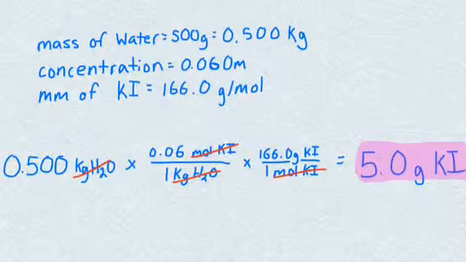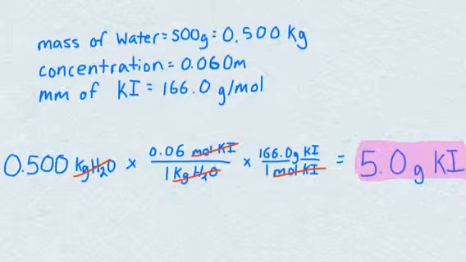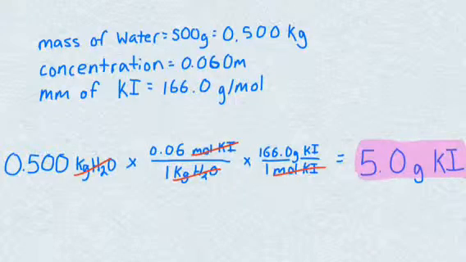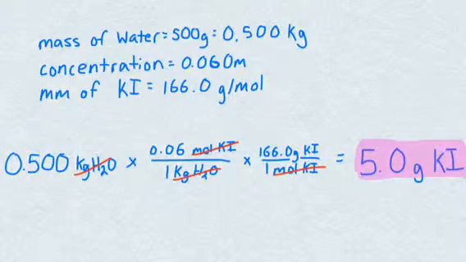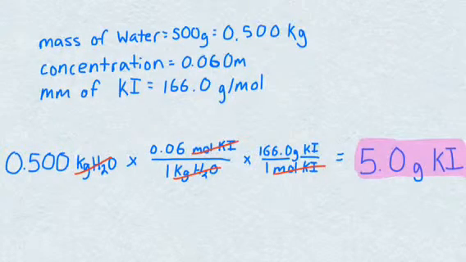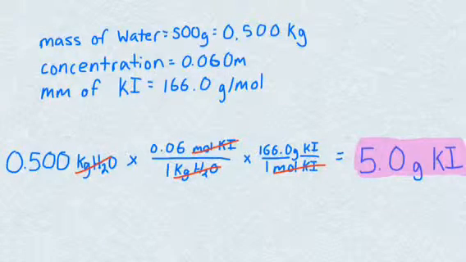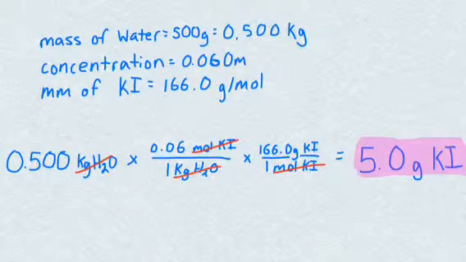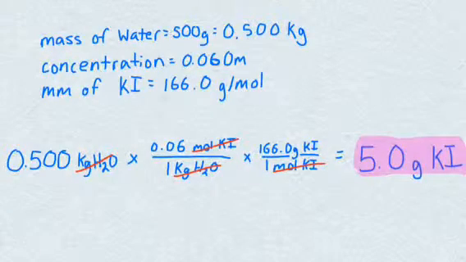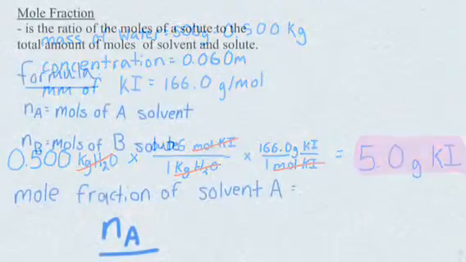First, you multiply the ratios of potassium iodide and water, H2O, and then you multiply that by the kilograms of H2O, the solvent. So here the solvent is 0.5 kilograms. Multiplied by the two ratios, we end up with 5.0 grams of potassium iodide.